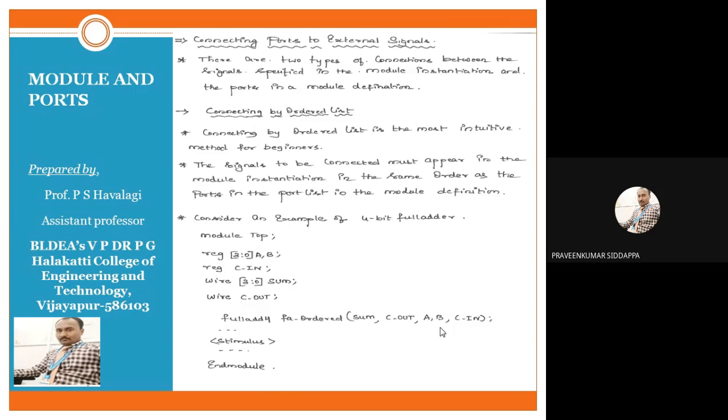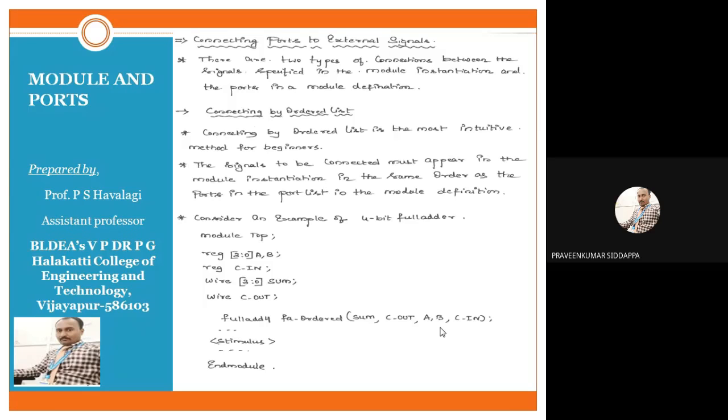Okay, so we have given one example, that is a 4-bit full adder. Here we are writing the stimulus test bench in model top. That is an example of no list of ports; there is no list of ports in the model top. Next I have given reg [3:0] A, B. Since we are writing a 4-bit full adder, A and B are both 4-bit wide, so because of that reason we have written it. Next, reg C_in. Next, wire [3:0] sum.